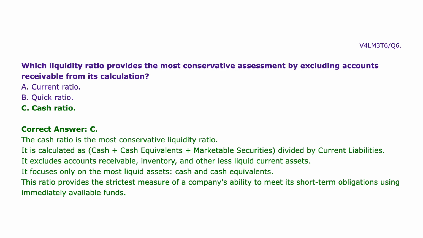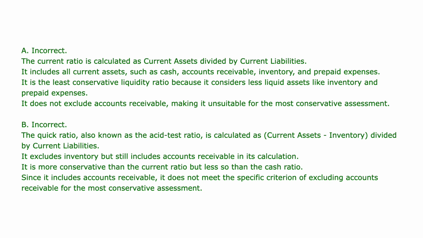The cash ratio is the most conservative, stringent liquidity ratio because its numerator includes cash, cash equivalents, and marketable securities, while specifically excluding accounts receivable, inventory, and other less liquid current assets. A. Current ratio is least conservative since it includes all current assets, even less liquid ones like inventory and prepaid expenses. B. Quick ratio is more conservative than the current ratio, but still includes accounts receivable, so it does not fully meet the criterion.